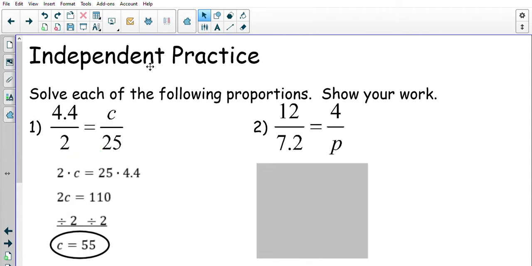2 times c is 2c. 4.4 times 25 is 110. Divide both sides by 2, and c has to be 55.